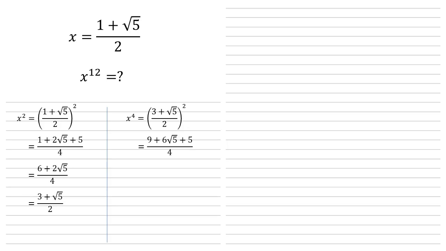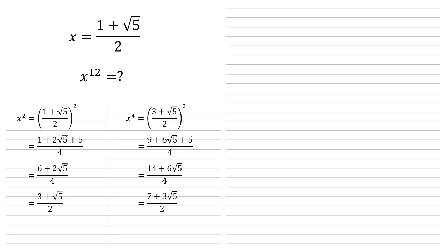So the top is going to be 3 squared is 9. We've got 2 lots of 3 root 5, which give us 6 root 5. And we've got our root 5 squared again, which is 5. Adding the tops together, we get 14 plus 6 root 5 all over 4. And again, we've got multiples of 2, top and bottom. So let's simplify. We get that x to the power of 4 is 7 plus 3 root 5 all over 2.